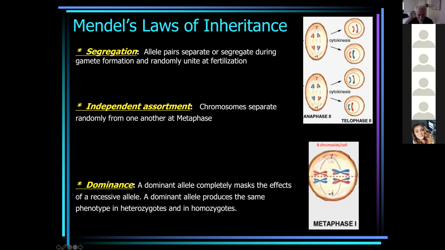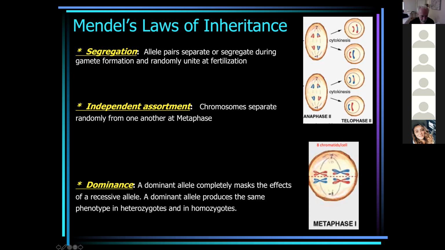The law of independent assortment: chromosomes separate randomly from one another at metaphase. If you remember this picture from the cell division lecture, the chromosomes line up in metaphase in the center of the cell, and they have to go one way or the other, to one side of the cell or the other. Which side they go to is entirely random. So that's called independent assortment, or sometimes random assortment.